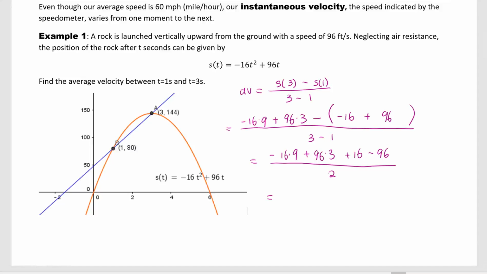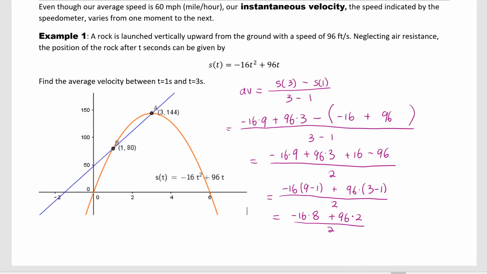We can plug this into our calculator, right? But if you realize, we have a common factor, 16. If we factor out minus 16, then we have 9 minus 1, because this is plus; when we factor out the minus, it becomes minus 1. And for the other two terms, we have 96 as the common factor, so 96 times 3 minus 1. So minus 16 times 9 minus 1, which is 8, plus 96 times 2.